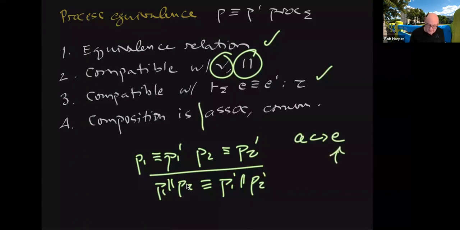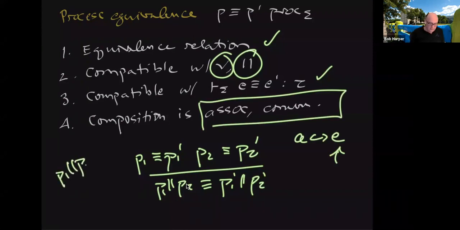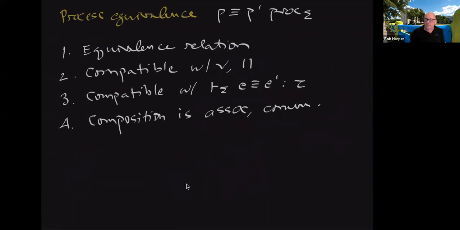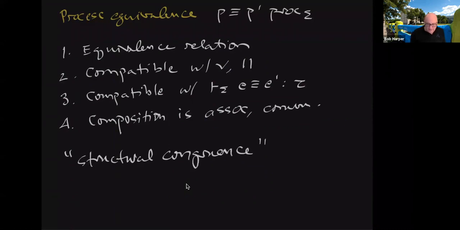And we stipulate that composition is associative and commutative. In other words, P1 in parallel with P2 is considered to be the same as P2 in parallel with P1. The order doesn't matter, and it's associative. So that's the setup. In Milner's terminology this is called structural congruence, except that in pi calculus there's item 5, which I've suppressed here. I'll come back to that a little bit later and show you why.